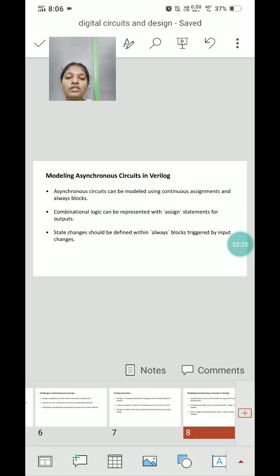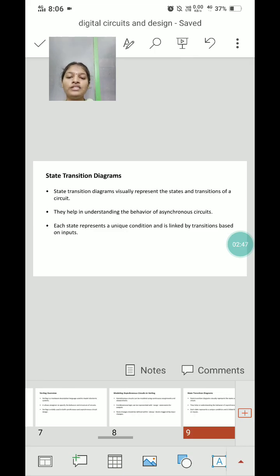Modeling asynchronous circuits in Verilog. First, asynchronous circuits can be modeled using continuous assignments and always blocks. Combinational logic can be represented with assign statements for outputs. State changes should be defined within always blocks triggered by input changes.